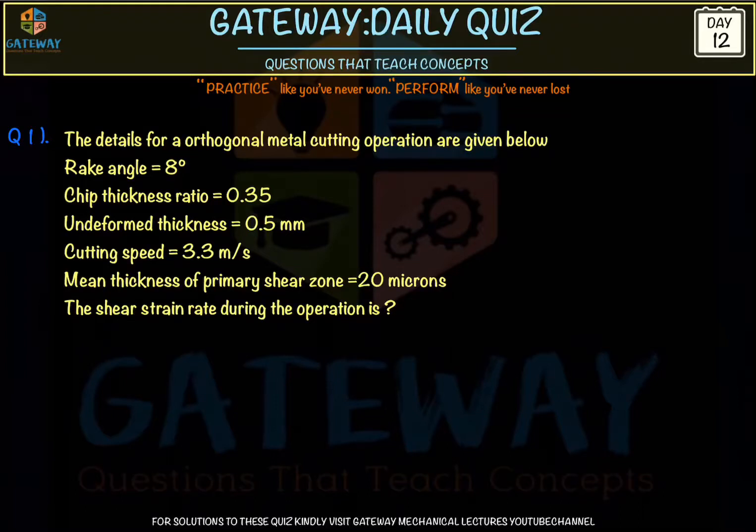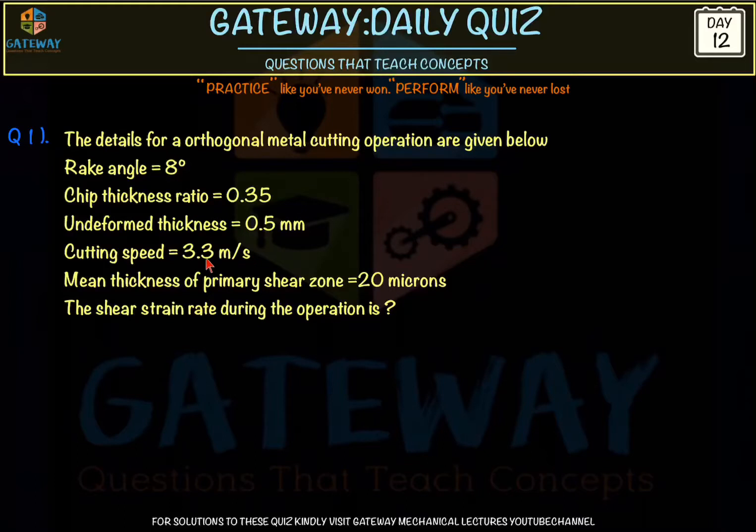Here are the solutions for the quiz day 12, and today's subject is metal cutting basics, or the theory of metal cutting. Here we have our first question. The details of an orthogonal metal cutting operation are given below. The rake angle was 8 degrees, chip thickness ratio was given as 0.35, undeformed thickness, nothing but the T1, uncut chip thickness, is given as 0.5 mm.